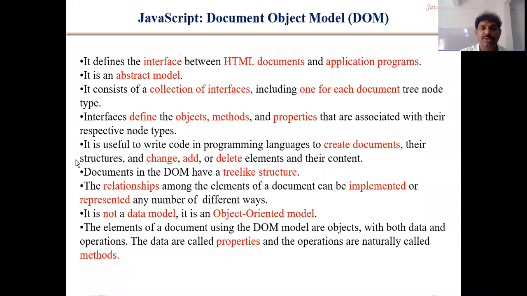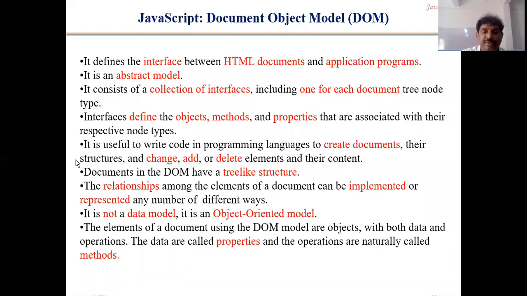I'm giving a small presentation on the Document Object Model. It defines the interface between HTML documents and application programs. It is an abstract model. It consists of a collection of interfaces, including one for each document tree node type. Interfaces define the objects, methods, and properties that are associated with their respective node types.